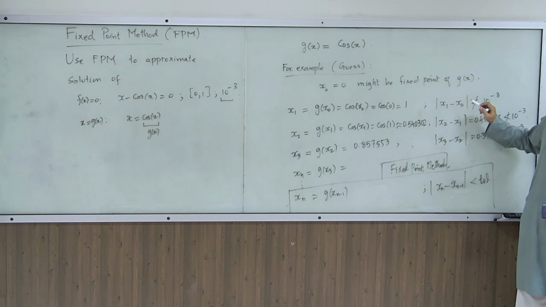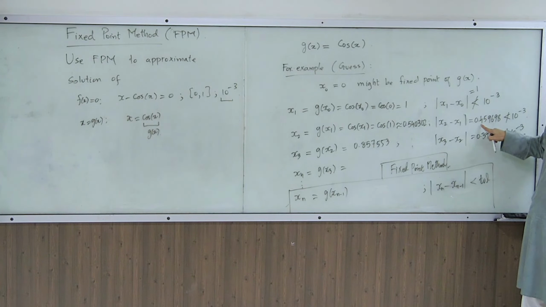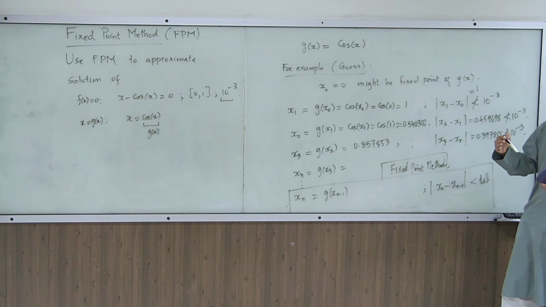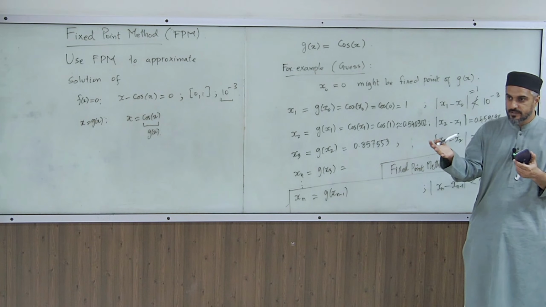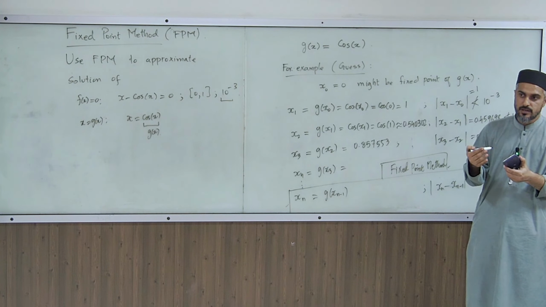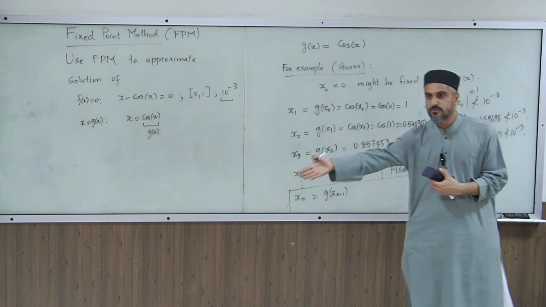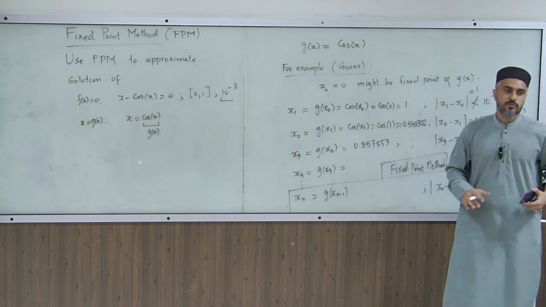You will see that at this stage the error was what? The magnitude of the error was 1. Then the magnitude of the error was reduced to 0.45. Then it was reduced to 0.39. It means the deviation between the input and the output is becoming smaller. So we are going towards the solution.